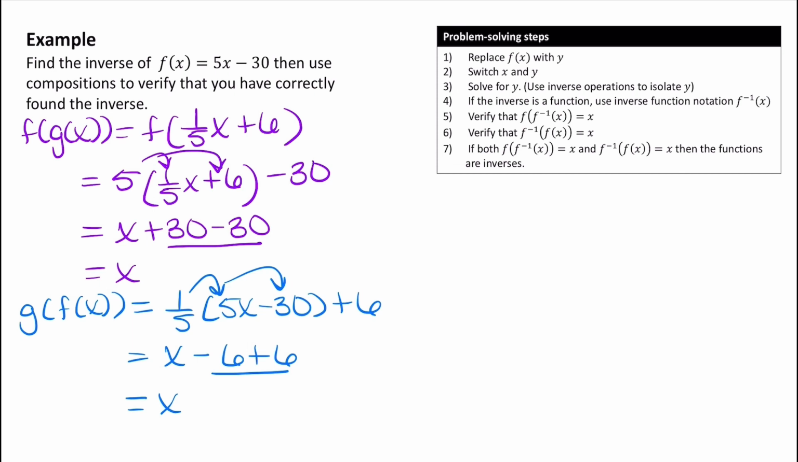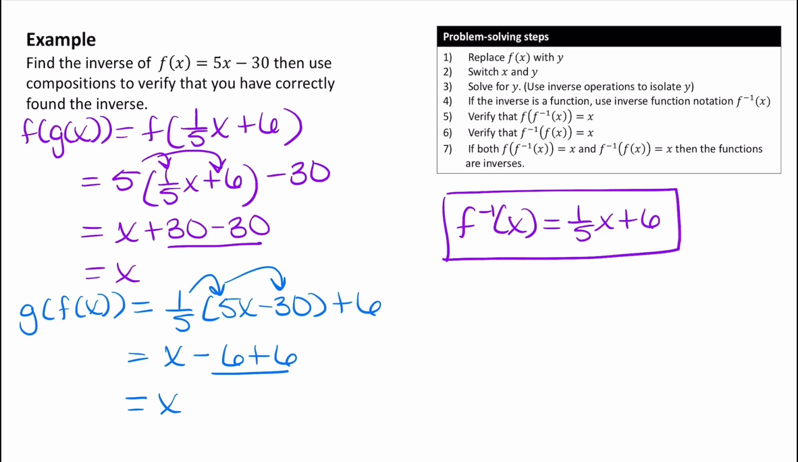So since I verified that these are inverses, and I know my inverse is a function because it's a linear equation, I'm going to write it using inverse function notation. So we have inverse of f of x equals 1/5 x plus 6, and that has been verified.